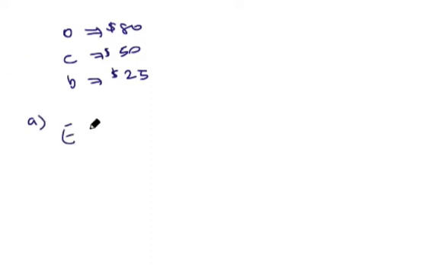So I'm going to say the total earnings is equal to 80 times the number of orchestra seats, O, plus $50 times the number of dress circle seats, and then 25 times the balcony seats.